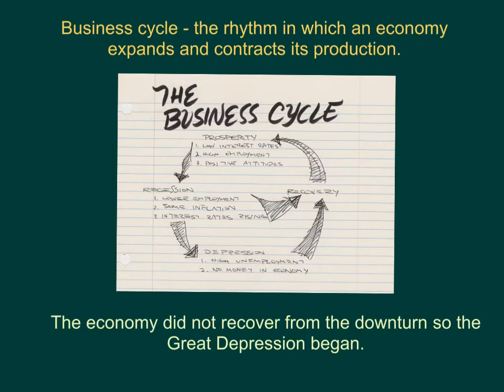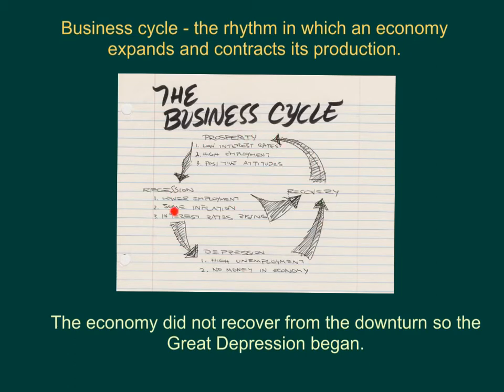So if you look at the little diagram here, you start with prosperity. Everything's great, low interest rates, high employment, positive attitudes, and then you hit a recession. A recession is lower employment, some inflation, and interest rates rising. You hit a depression when there's high unemployment and no money in the economy. And then you start to recover and it's back up to prosperity.